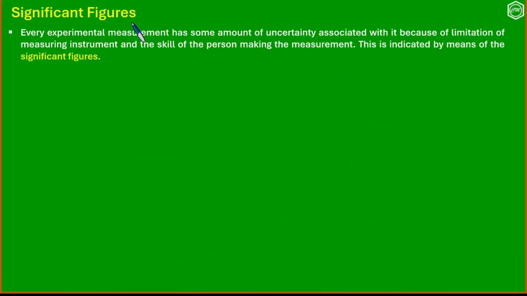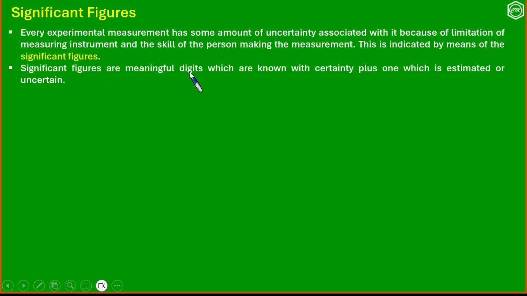Significant figures. As we saw earlier, every experimental measurement has some amount of uncertainty associated with it because of the limitation of the measuring instrument and the skill of the person making the measurement. The uncertainty in an experimental or calculated value is indicated by mentioning the number of significant figures. Significant figures are meaningful digits which are known with certainty plus one which is estimated or uncertain.